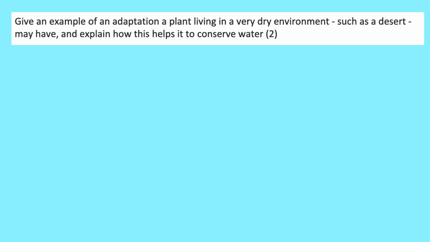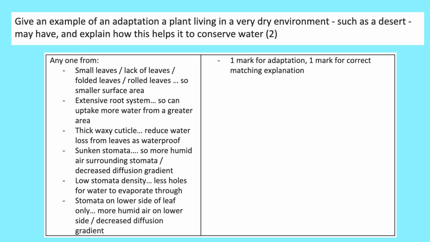Give an example of an adaptation a plant living in a very dry environment, such as a desert, may have, and explain how this helps it to conserve water for 2 marks. So, for this question, you only need to give one adaptation and one explanation as to how it helps it conserve water. That's where your 2 marks come from.